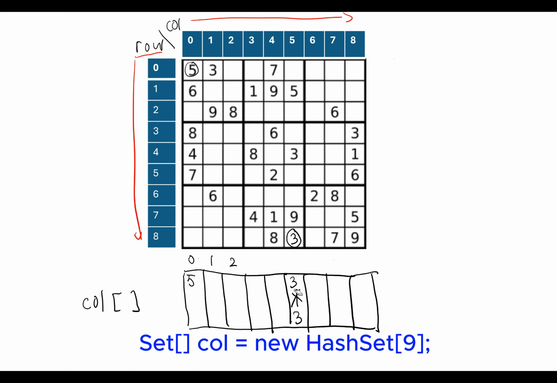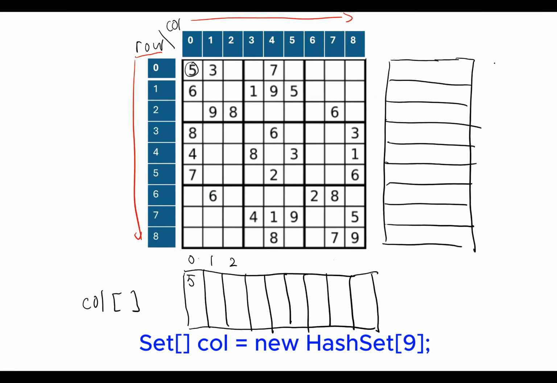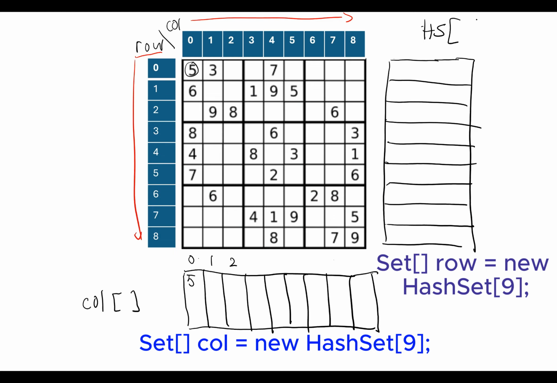And then immediately we can say this board is not valid. Similarly, for the rows, we can have another array of hash sets of size 9, right? So each of these array sets is going to represent each column. So this is an array of hash sets of size 9.